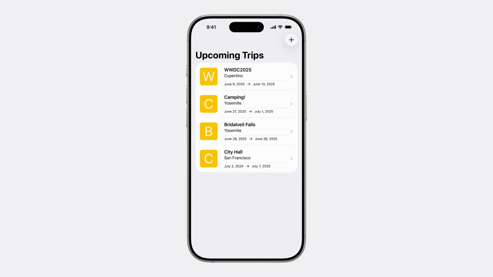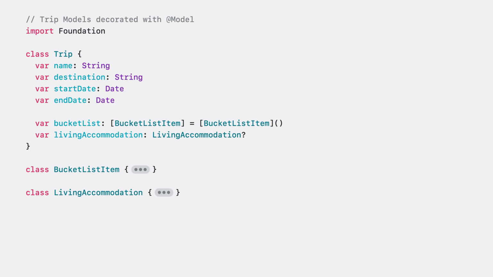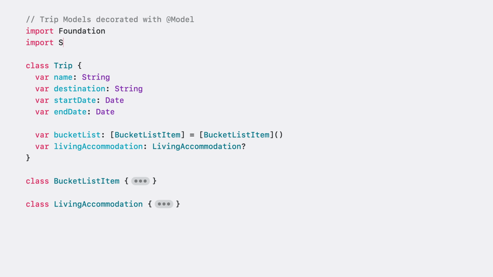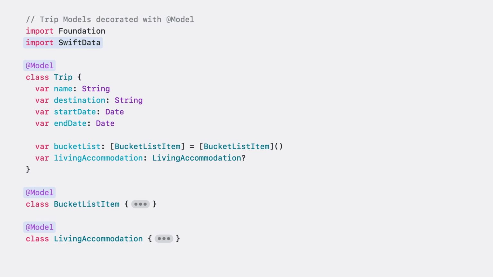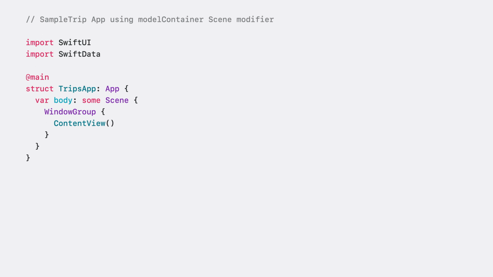For a few releases now, we have been using a familiar app, Sample Trips. This is an app written in SwiftUI to keep track of all the different trips I have planned. To use SwiftData with the models in this app, I just need to import the framework and decorate each model with the model macro. And in the app's definition, we add the model container modifier on the window group, which tells the entire view hierarchy about the model Trip.